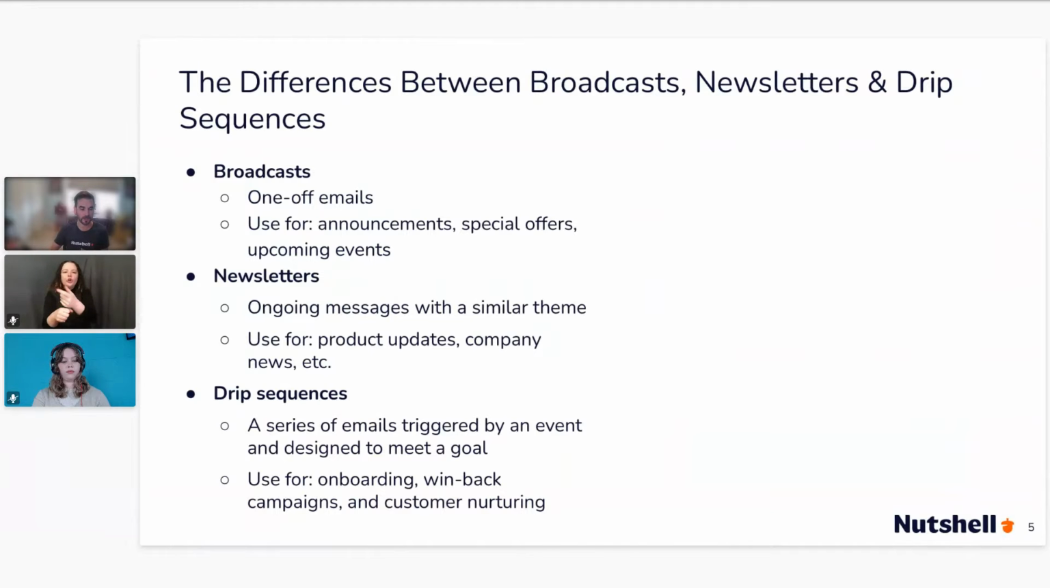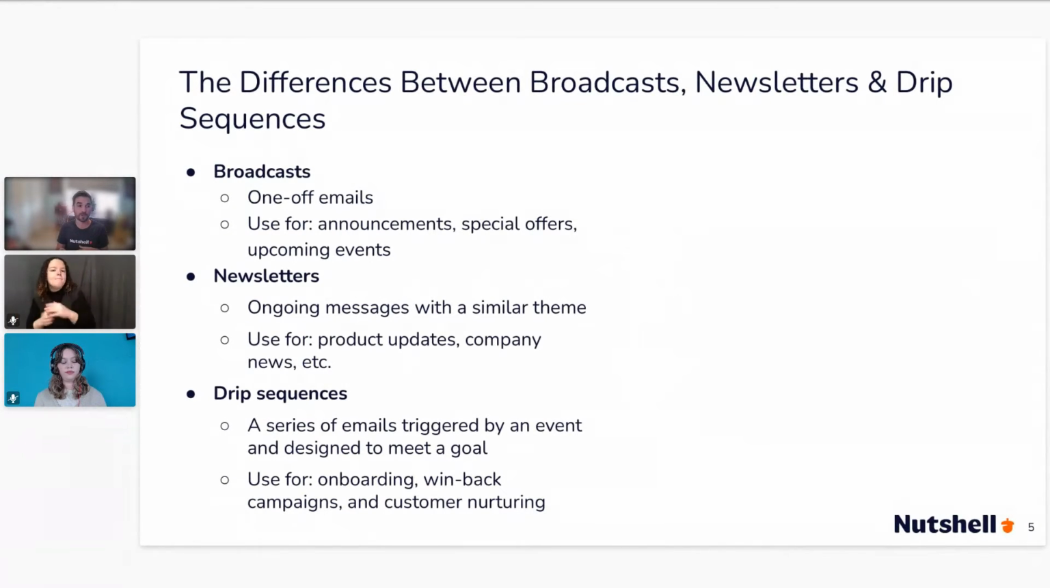And then last but not least, we have drip sequences. This is a series of emails triggered by an event and designed to meet a certain goal inside Nutshell. So to let you under the hood just a little bit, here's how Nutshell uses drip sequences. Every single time someone new opens up a 14-day free trial with Nutshell, they automatically get added to our sales drip sequence that helps give them information along that 14-day period to help them utilize and find different areas of Nutshell, to hopefully convince them to go from a free trial to a paying customer within Nutshell.